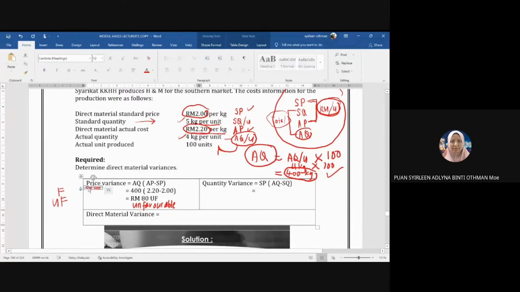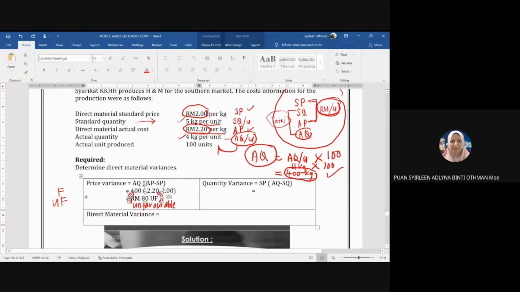Tapi dekat sini tolong dengar ya. Dekat sini, there's no such thing as jawapan dalam bracket. Tak ada. Memang kalau awak expand benda ni, okay, kalau saya kembangkan formula ni, 400 darab RM2.20, dia lah 880 minus 800. Okay, so kalau awak tengok dekat situ, you dapat RM80. Oh, RM80. Okay, so dia positif. Tapi jawapan dia unfavorable. Kenapa? Sebab awak bajet RM800 tapi awak spend RM880. Okay, sebab tu jawapan you ialah unfavorable.